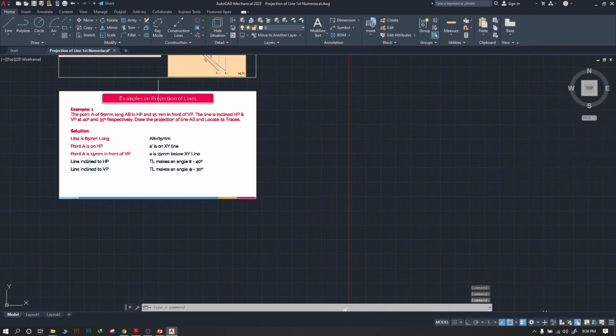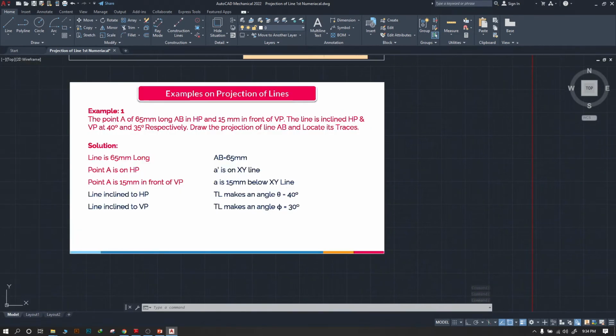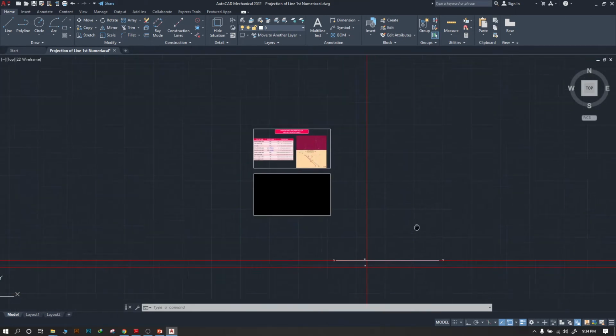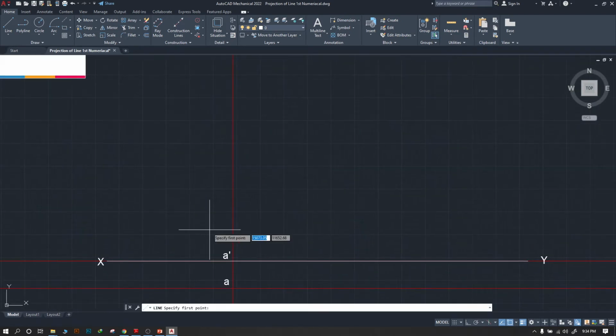Now we have the information about the true length of the line. The true length of the line is 65 mm, and we also have the angle associated with the true length. The true length makes an angle theta in the front view of 40 degrees and in the top view of 30 degrees. So we will take the 65 mm length of the line from the A dash point.